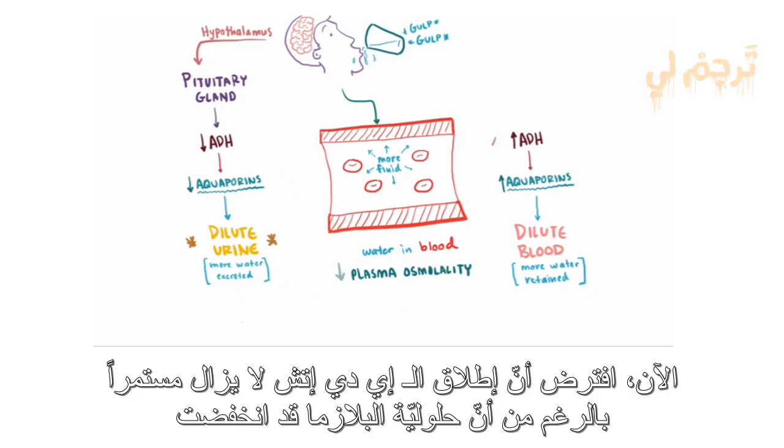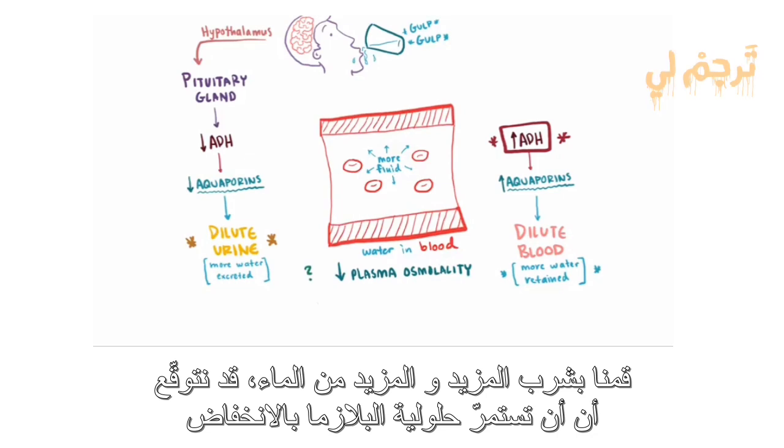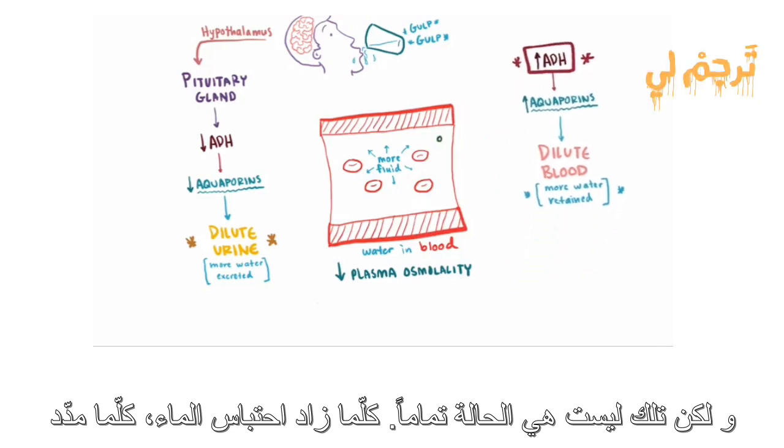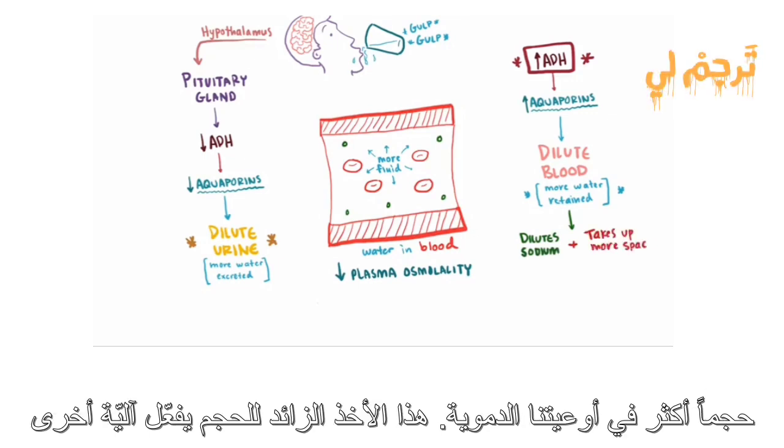Now suppose ADH continues to be released even though my plasma osmolality has dropped. We're going to continue retaining water, and as we drink more and more water, we might expect our plasma osmolality to continue dropping. However, this isn't really what happens. As more water is retained, it dilutes the other solutes floating around in our blood, like sodium. The extra fluid also takes up more space in our blood vessels.